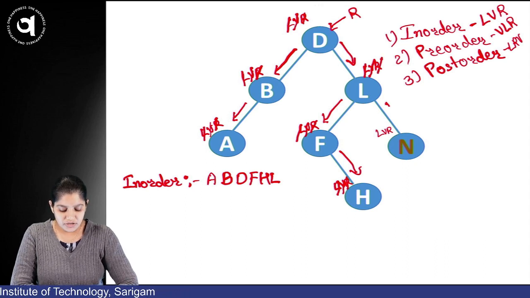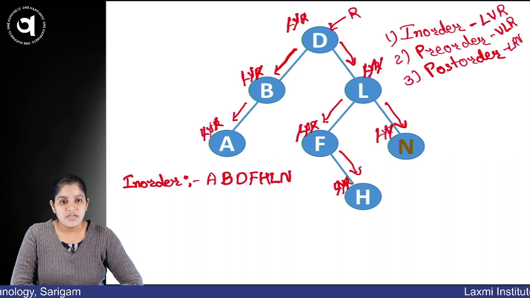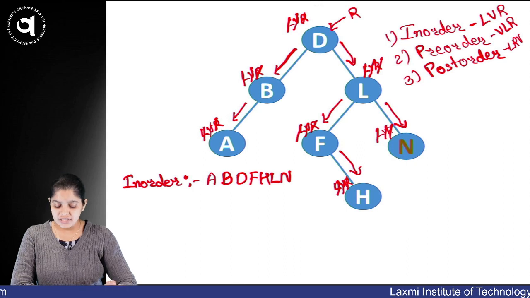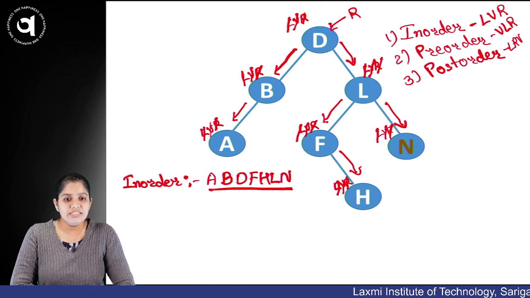Now we need to traverse towards R. If I go towards the right side, left is not there, we need to visit N, so N, and then right is not there. Now, as you can see, all the nodes are already visited. That means that's the end of my traversal. So, after the end, what I get as my in-order sequence is A, B, D, F, H, L, N.